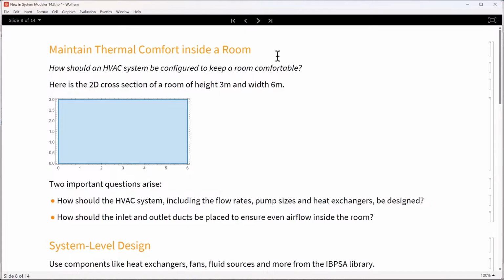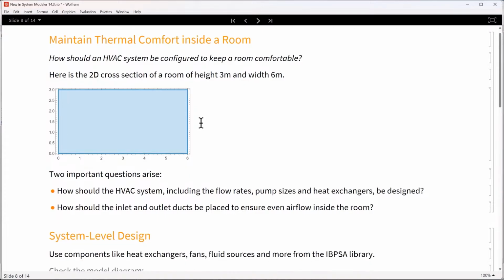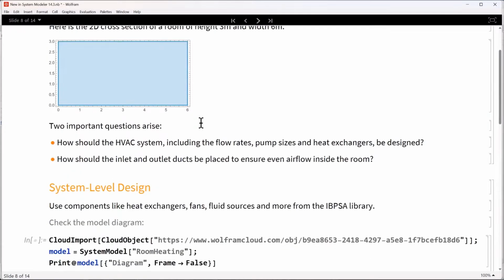Let's say you are an HVAC engineer who is tasked with maintaining thermal comfort in a room of height 3 meters and width 6 meters. Your job is to keep indoor conditions comfortable, ensure good air quality, and minimize energy consumption in a building. There are two things you have to design. How should the HVAC system, including the flow rates, pump sizes, and heat exchangers, be designed? And how should the inlet and outlet ducts be placed to ensure even airflow inside the room?